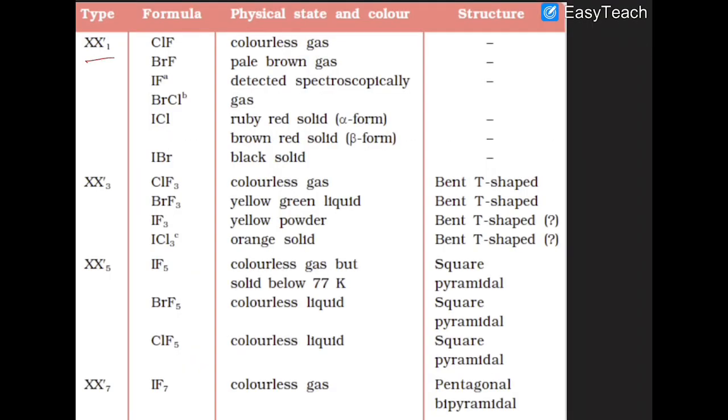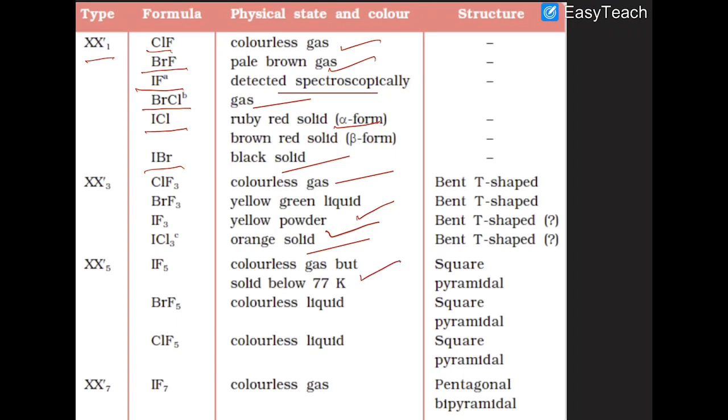ClF is a colorless gas, BrF is a pale brown gas, IF is only detected spectroscopically, BrCl is a gas, ICl is a ruby solid, IBr is a black solid, BrF3 is a yellow green liquid, IF3 is a yellow powder, ICl3 is an orange solid, ClF5 and BrF5 are colorless liquids, and IF7 is a colorless gas but becomes solid at 77 Kelvin. The shape is given.